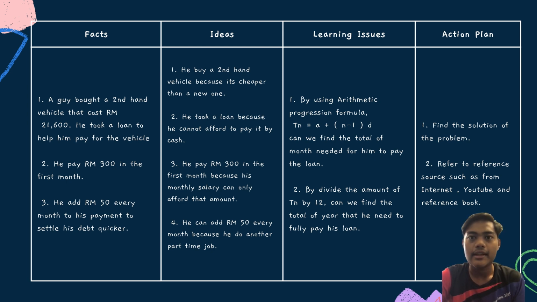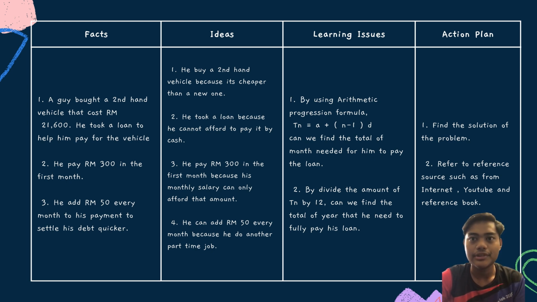For the ideas, first, he buys a second-hand vehicle because it's cheaper than a new one. Second, he took a loan because he cannot afford to pay by cash. Third, he paid 300 ringgit in the first month because his monthly salary can only afford that amount. Fourth, he can add 50 ringgit every month because he does another part-time job.